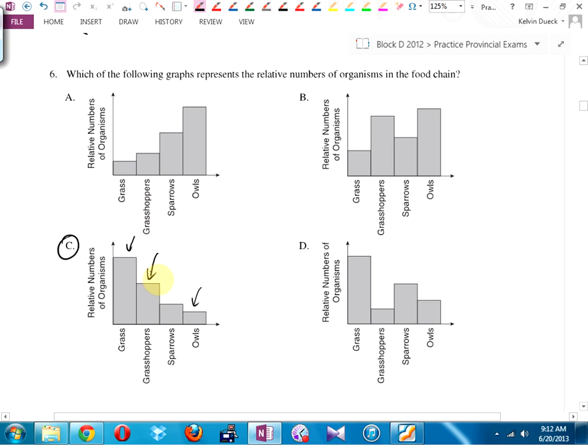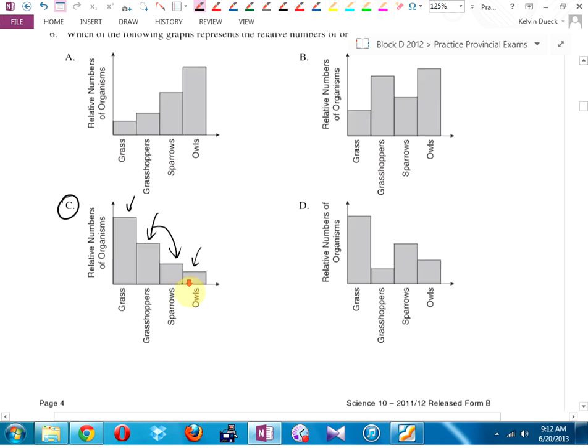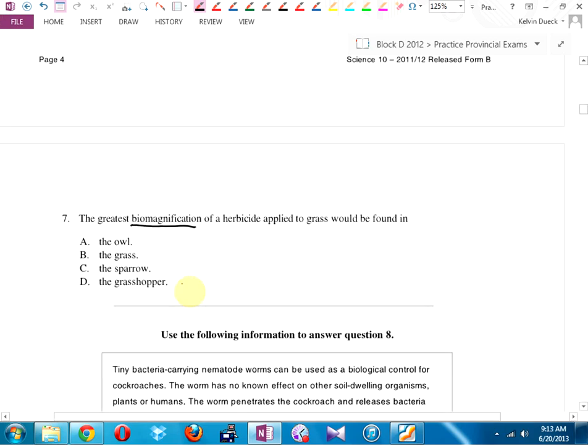Then the grasshoppers are eaten by the sparrows. Well, the sparrow eats 10 grasshoppers. It's got 10 times as much pesticide. Now, the owl eats the sparrows. It's got way more. That's biomagnification. So, the owl.